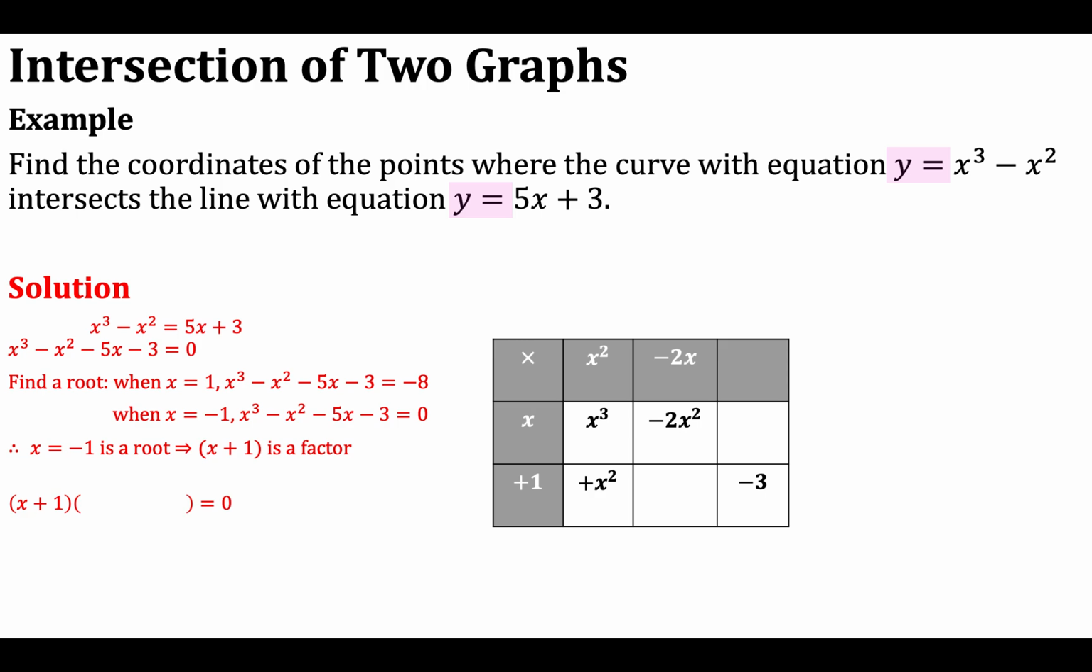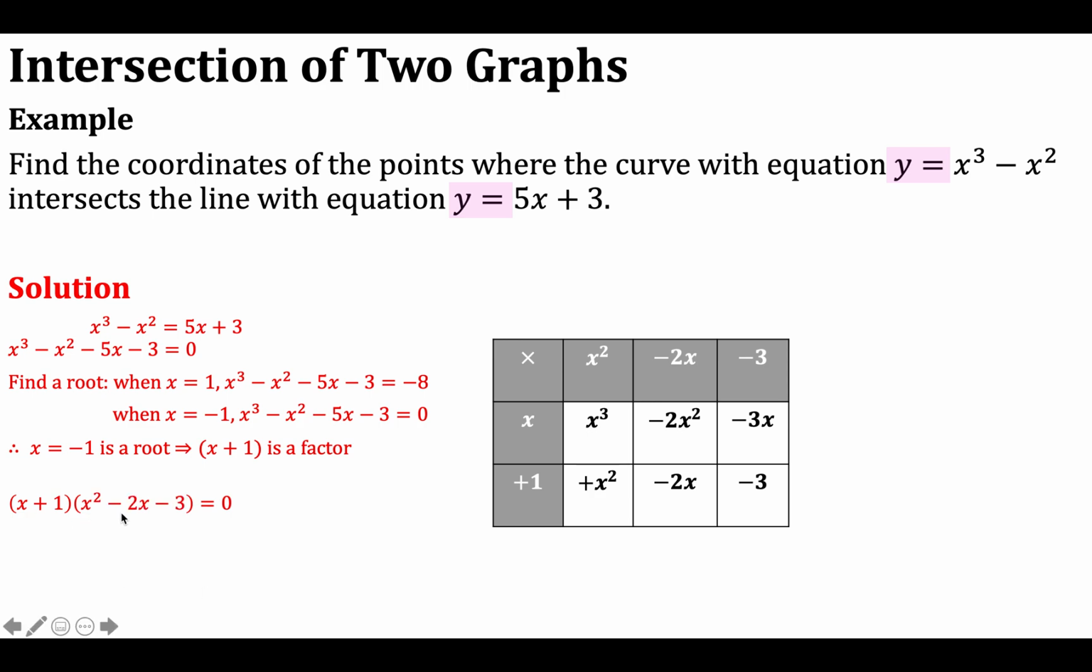And then we can say to ourselves 1 times negative 2x gives us negative 2x, but we are looking for negative 5x. So we need to subtract another 3x. x multiplied by what gives us negative 3x, and that's negative 3. And then we do a quick check. 1 multiplied by negative 3 gives us negative 3. So we have factorised correctly, and our quotient there is x squared minus 2x minus 3.